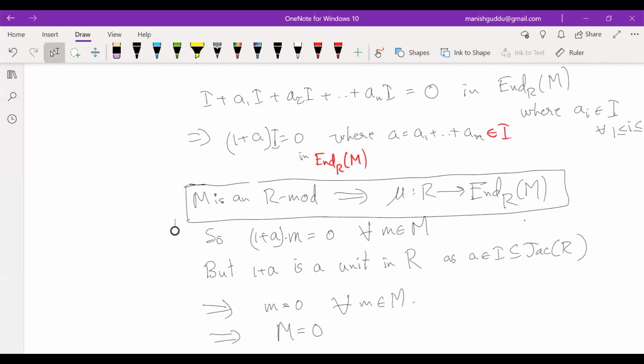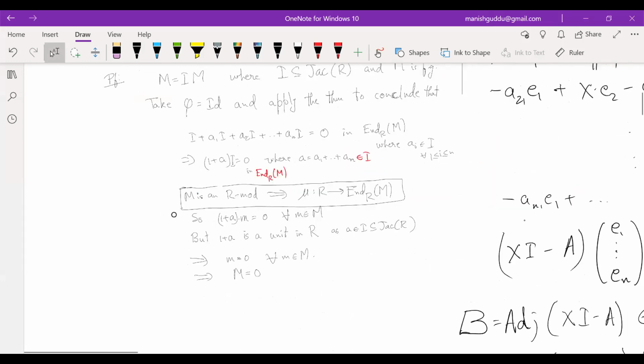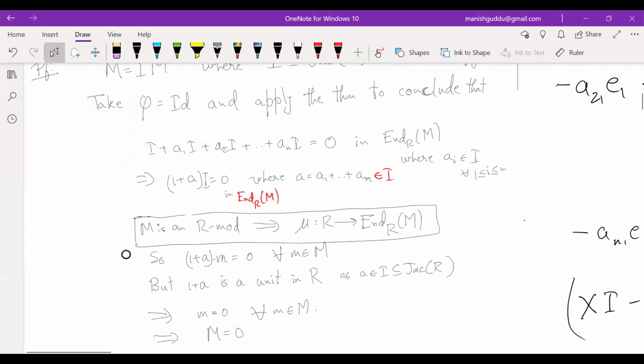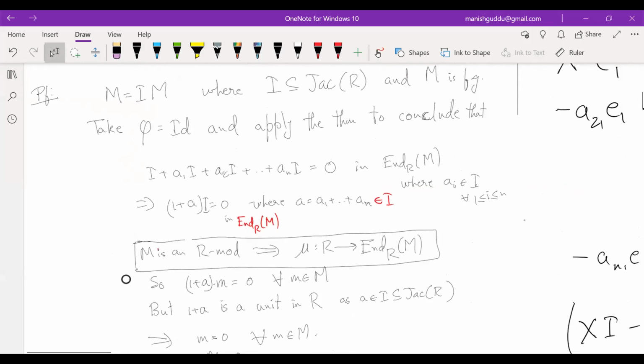So all this circus is to show that whenever you get M equals IM, then you conclude that a unit times every element of M is zero using this trick. The main proof is in the Cayley-Hamilton. Basically, you are taking a generating set of M, and saying that each of these elements can be written as a linear combination of elements of I, and then you do this adjoint trick to get that 1 plus some element of I times m is 0 for all m in M. But 1 plus A is a unit, so that tells you that every element of M is 0.